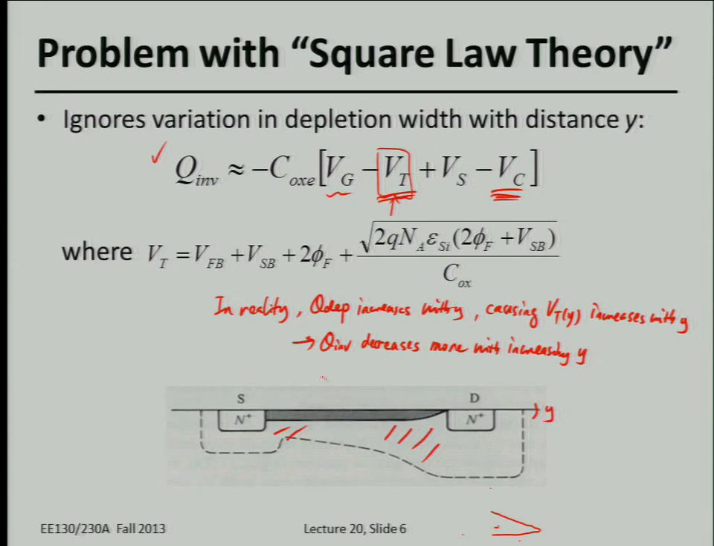So the consequence would be that Q inversion is overestimated. Well, the same thing for IDS, right? IDS is also overestimated. Okay? Because once you have less inversion charge in reality, of course, you should expect less drive current from the MOSFET in reality. Okay?